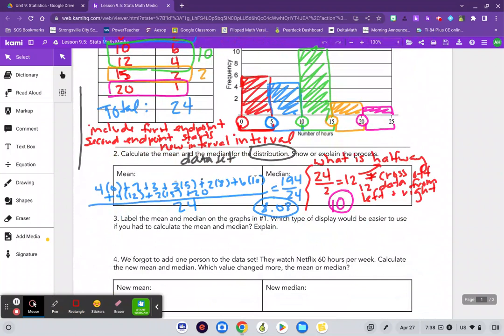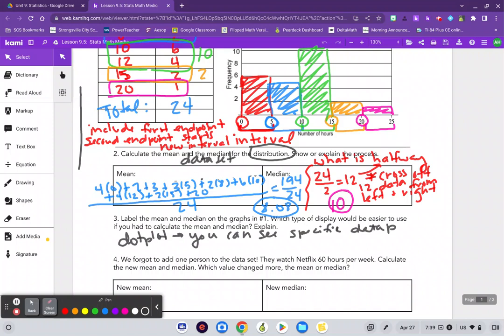It says, which type of display would be easier to use if you had to calculate the mean and median? The dot plot or the histogram, and I would say the dot plot, you can see specific data points. Whereas in the histogram, you cannot. So the histogram only tells you how many data points are in that interval, but it does not tell you specifically which data points are in that interval.